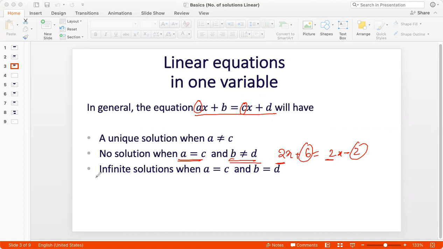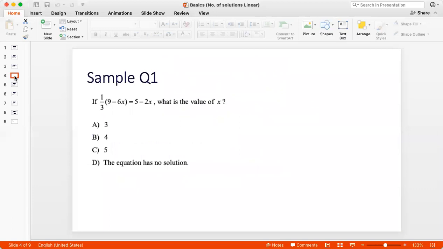And this equation will have infinite solutions when the coefficients of x are equal and the constant terms are also equal. For example, 2x plus 6 is 2x plus 6. This is basically the same expression on both sides. So these are the rules that you need to know for finding the number of solutions for linear equations in one variable. Let's now look at linear equations in two variables.